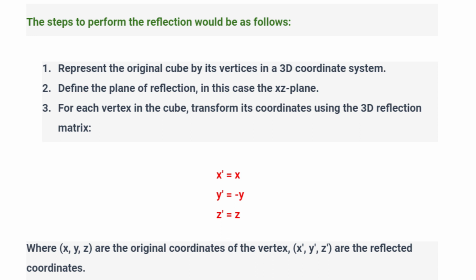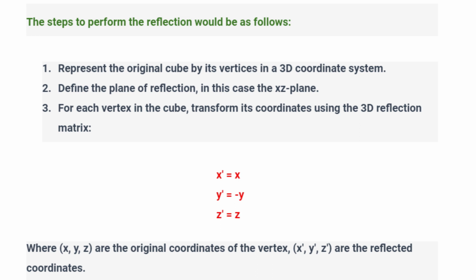Represent the original cube by its vertices in a 3D coordinate system. Define the plane of reflection, in this case the xz plane. For each vertex in the cube, transform its coordinates using the 3D reflection matrix.